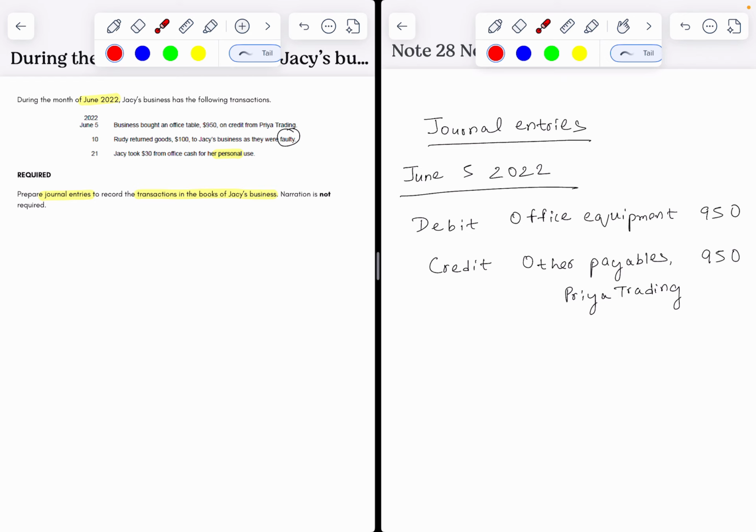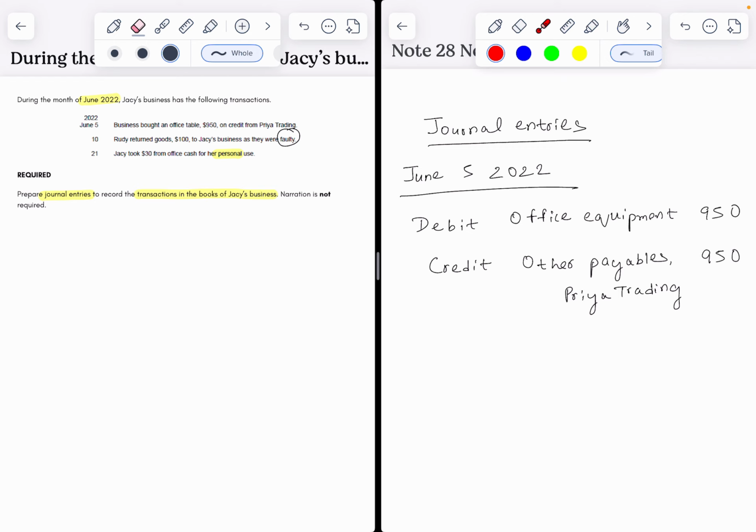On the 5th of June 2022, the business bought an office table which cost $950 on credit from Priya Trading. So when we buy an office equipment for the business, we are buying a non-current asset, and this non-current asset has economic benefits which the business could utilize and help the business add more value to its customers, which will therefore help the business ultimately generate more revenue, right? So when we buy non-current assets in our business, our assets as a whole increase. And when assets increase, we always debit them, okay?